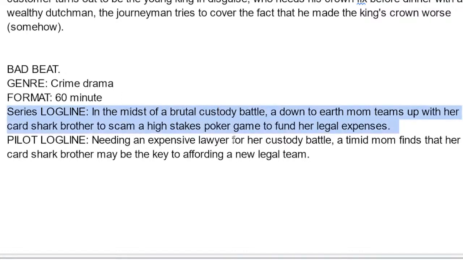In the midst of a brutal custody battle, a down-to-earth mom teams up with her card shark brother to scam a high-stakes poker game to fund her legal expenses. I really like this. A down-to-earth mom teams up with her card shark brother to scam a high-stakes poker game to fund her legal expenses. And so I don't think there's anything wrong with this. I would leave this exactly as it is, but let me just ask a question.